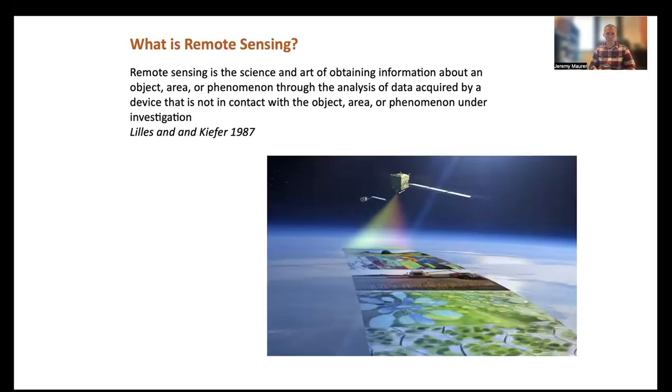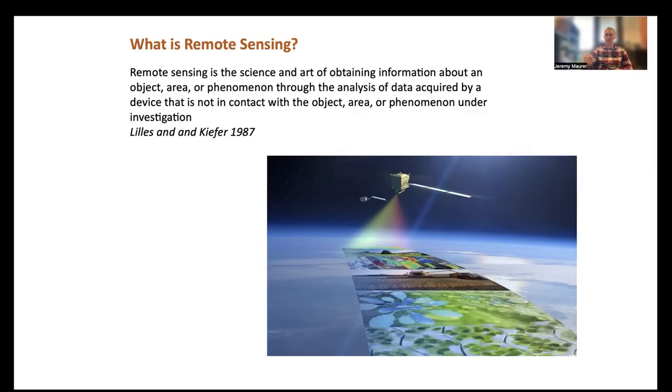So what is remote sensing? Remote sensing is the science and art, a little bit, of obtaining information about a surface or an object through analysis of data acquired remotely, so not in contact. So we're talking about satellites, drones, imagery. What can we learn about a material, about an object, about an area based on remote sensing of that object? And so it's anything which is not in direct contact.